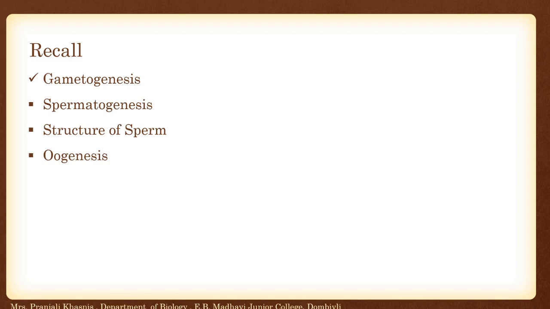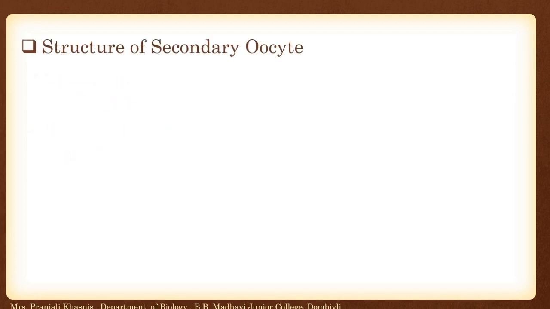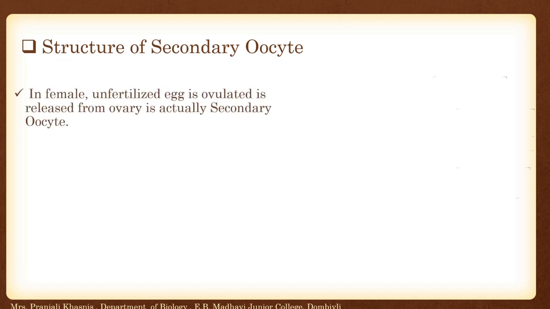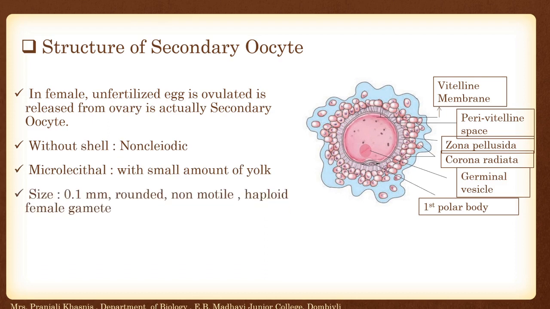Hello students, in the previous lecture we finished gametogenesis, including spermatogenesis, structure of sperm, oogenesis, and structure of ovum. Now we are going to discuss the structure of secondary oocyte. All of you know that in females the unfertilized egg is ovulated and released from the ovary, which is called the secondary oocyte. It is without shell, which is called non-cleidoic.